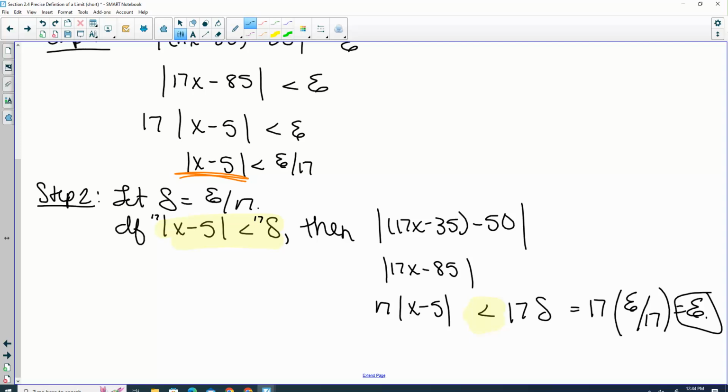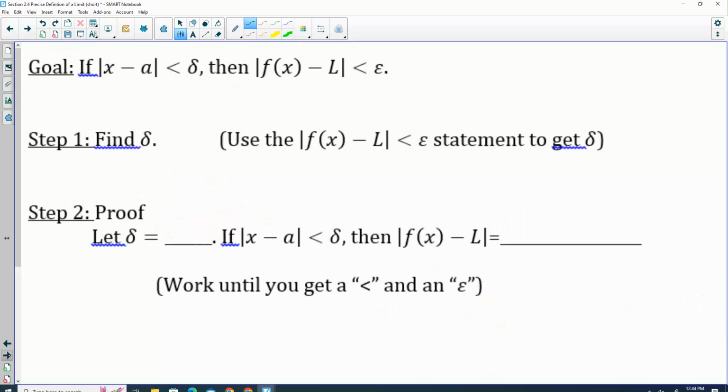Okay, so I want you guys to work on this in class so you can ask questions. All right, so you have 6 problems and the rest of class to work on. The last slide, I just kind of put your format, your goal. That's the definition. Step 1, you find your delta. Step 2 is your proof. You restate that first part, work it out until you get the less than the epsilon. So this last slide is just your reminder.